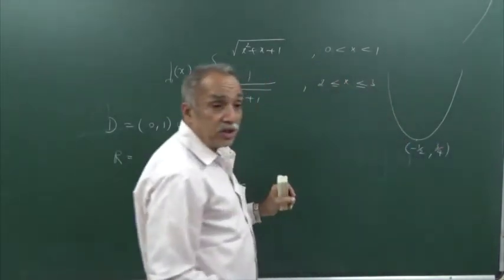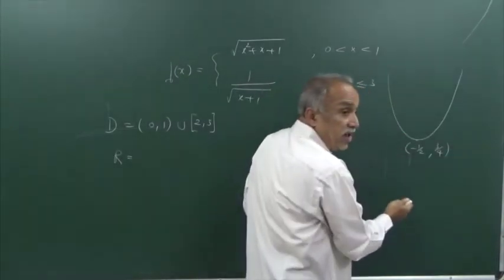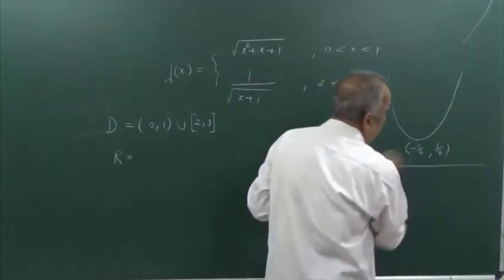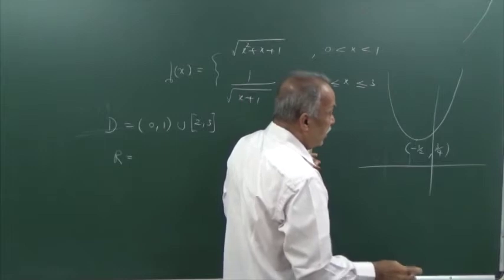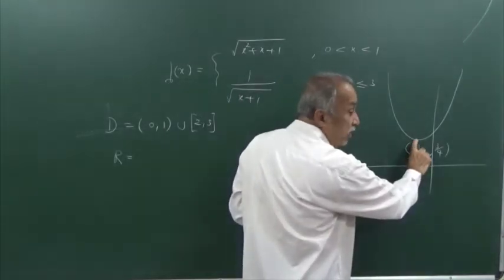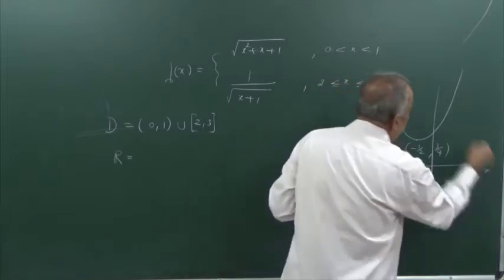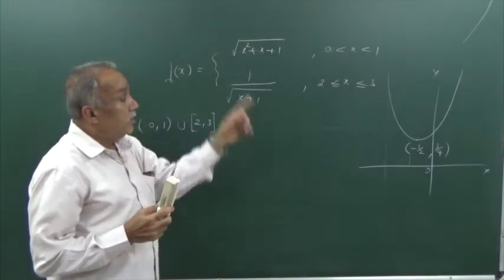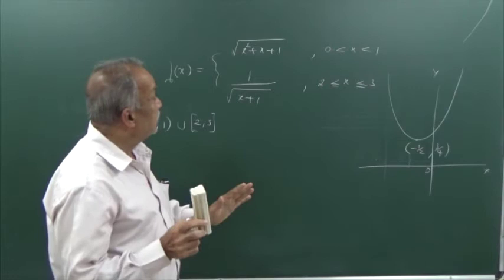What are the positions of the coordinate axis? Y axis is at the right, x axis is below. Agreeable? Yes. Something like this. This height is 3 by 4. This distance is half. Okay.